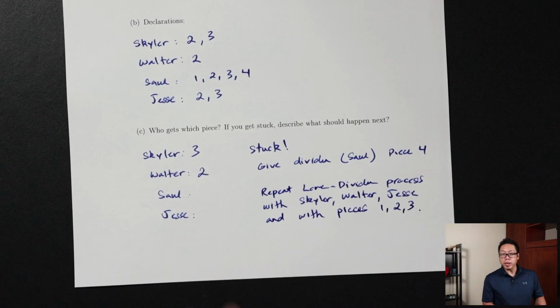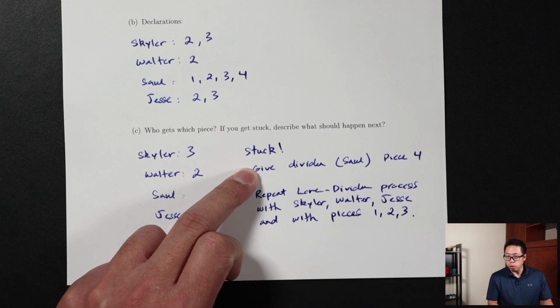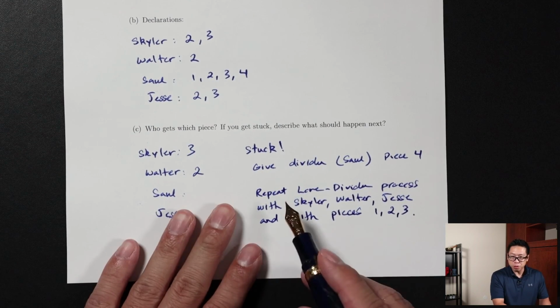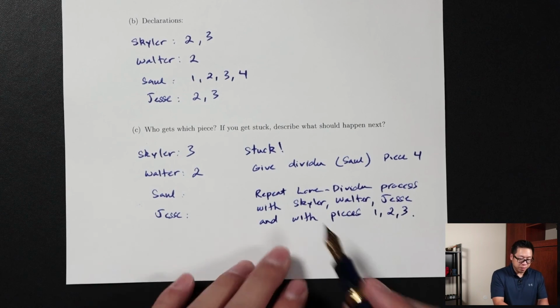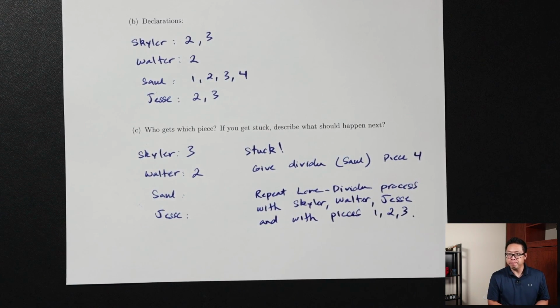Okay, and that's what I want you to write when you get stuck. Okay, give the divider one of the pieces, and then repeat the process. You're just going to write the words repeat the lone divider process with, tell me who's left, and then tell me which pieces are left.